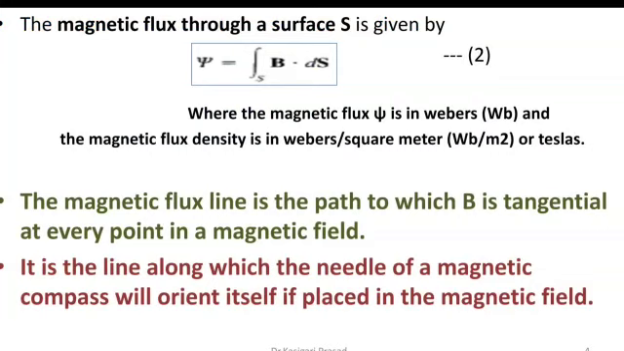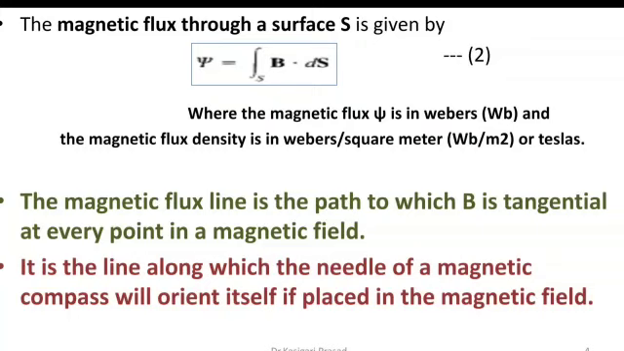Now the magnetic flux through a surface is given by, we know the relation, psi is equal to integral over S of B dot ds. The flux psi is the total amount of flux distributed over a surface, where the magnetic flux psi is in Webers and the magnetic flux density is in Webers per square meter, or Teslas. This is our second equation.